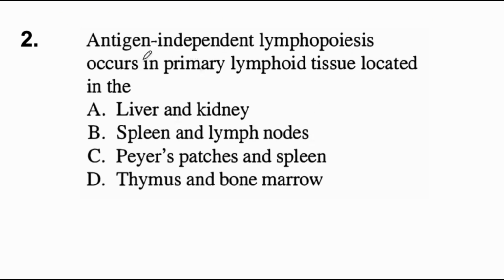Antigen-independent lymphopoiesis occurs in the primary lymphoid tissue located in D, thymus and bone marrow. Lymphoid stem cells in the bone marrow develop into mature B lymphocytes. Other lymphoid precursors travel from the bone marrow to the thymus to mature into T lymphocytes.